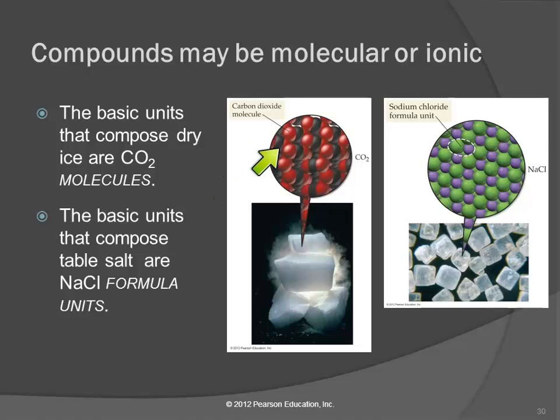Molecular compounds, on the other hand, have discrete molecules. This is carbon dioxide, dry ice in the solid state. It's got a carbon and 2 oxygens, and there are all these little individual molecules.